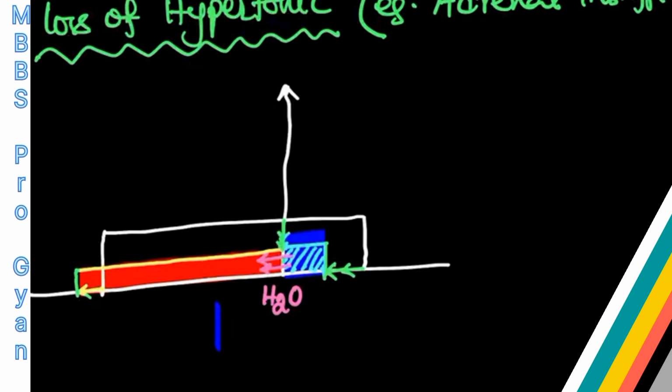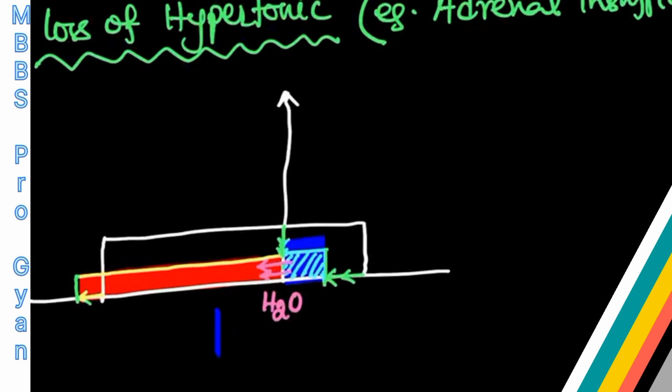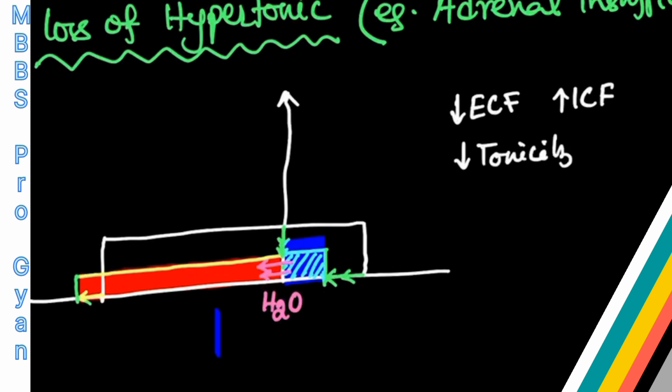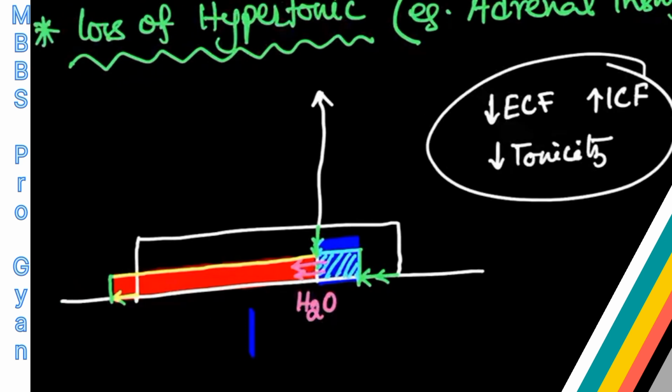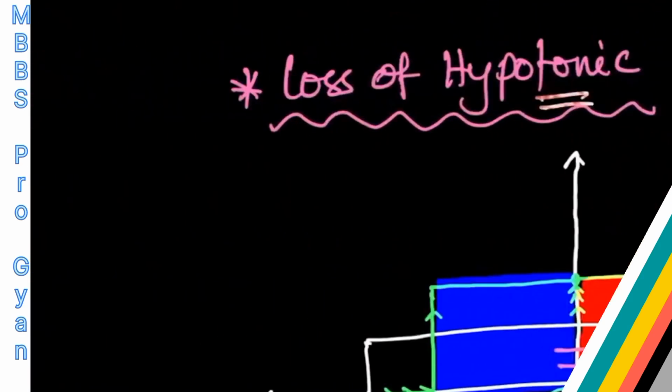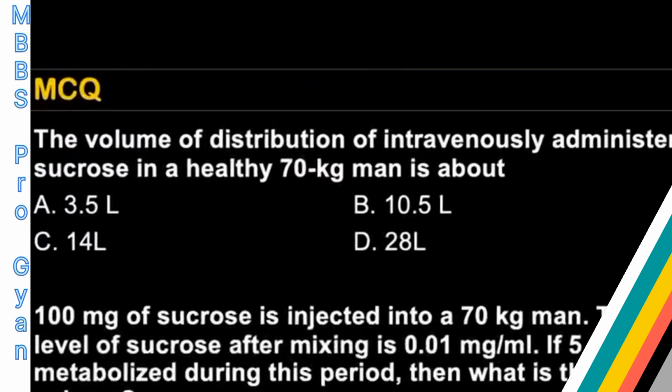So what is happening in this hypertonic loss or adrenal insufficiency, I can understand that there is a decrease in ECF volume, there is an increase in ICF volume, there is a decrease in tonicity of both the compartments, there is a decrease in osmolality of both the compartments. So this is all about the shift of body water between different compartments, okay, and an image based question can also be given.